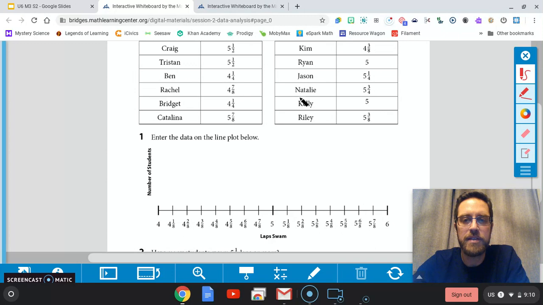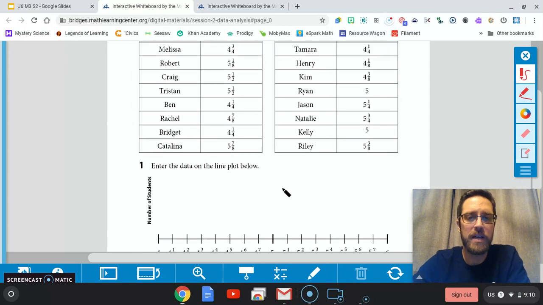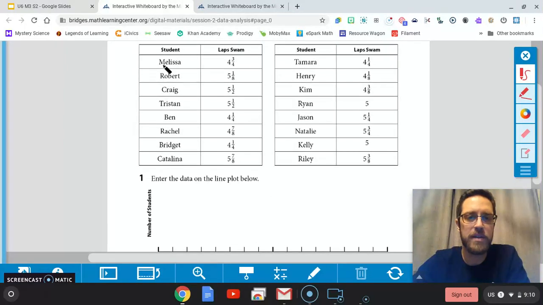And if we look at some of our numbers up here, some of our numbers are in halves, fourths, eighths. And all of our numbers on our line plot go by eighths. So in order to plot them all on the line plot, we might have to make equivalent fractions so that we know where to plot them. So just so we can see it all, I'm going to start with the top ones.